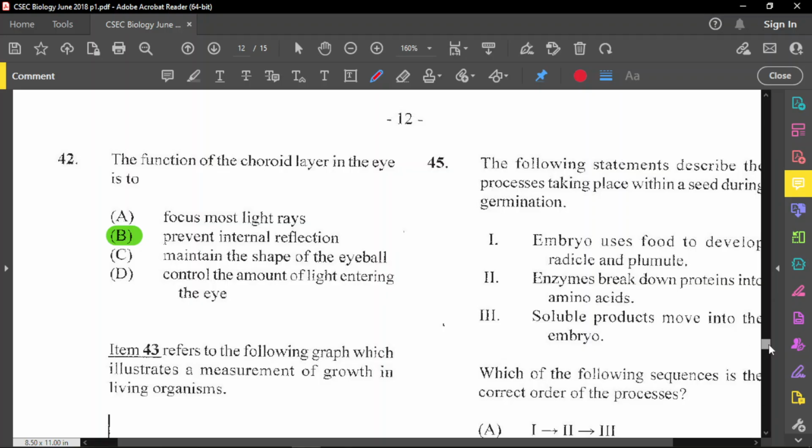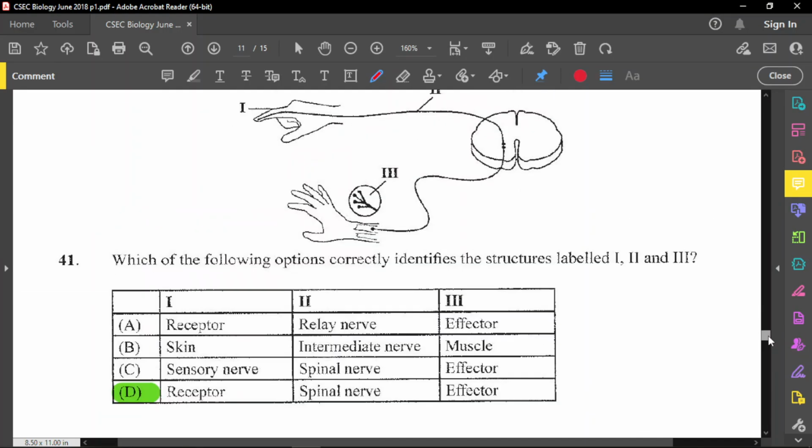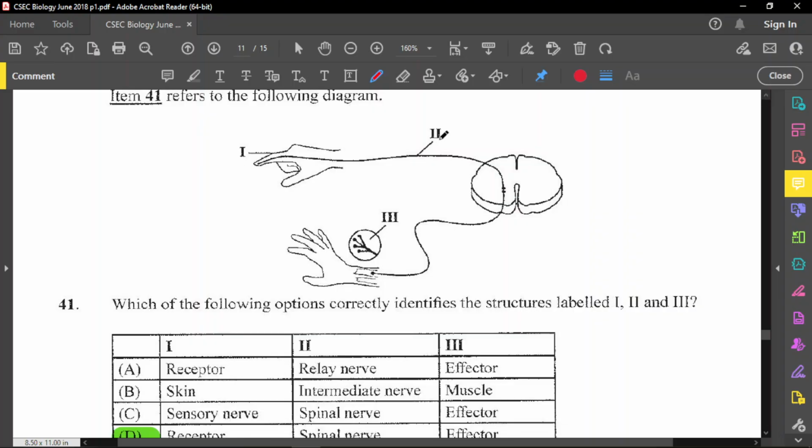I'm going too fast. 41. Which of the following options correctly identifies the structures labeled 1, 2, and 3? Let me go back over that. And let me slide up to the diagram so you're going to see what's happening here.